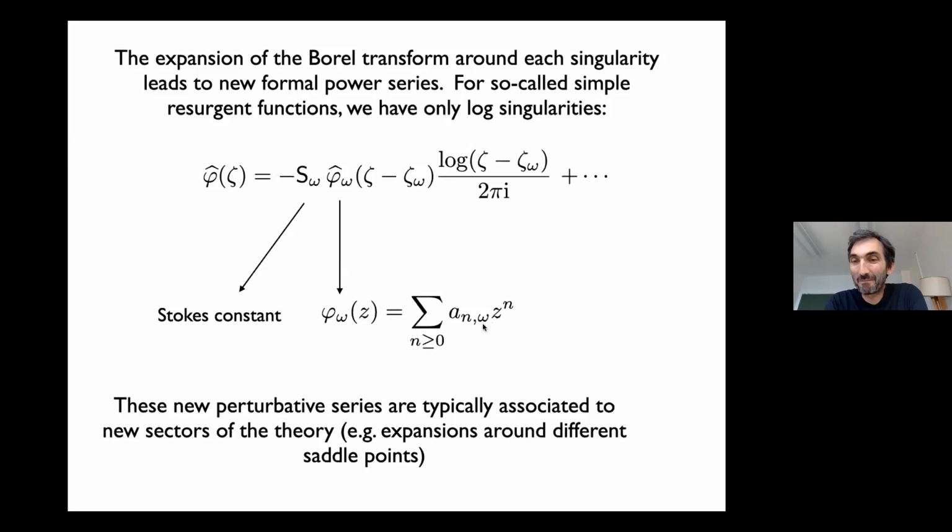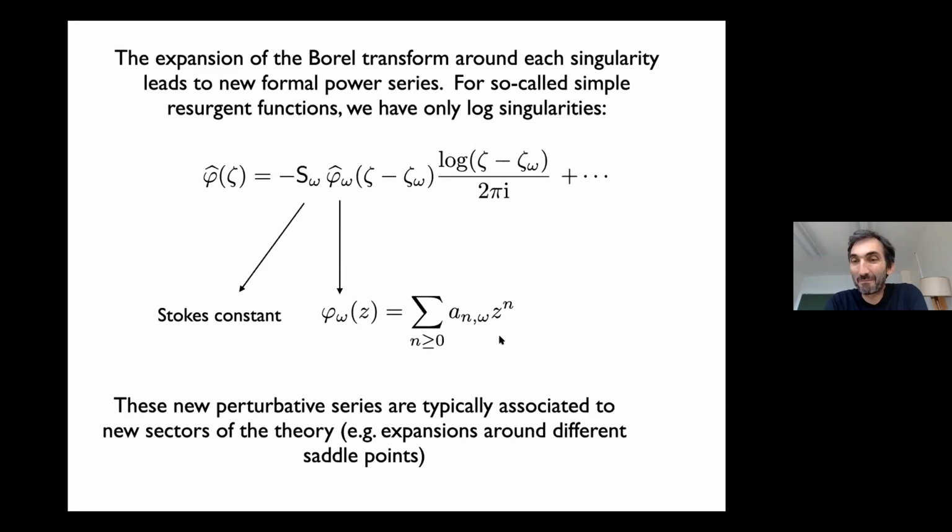So associated to each of these singularities labeled by omega, you will find another formal power series, which is going to be also factorially divergent. So you see that once you have the Borel transform, which is obtained by expanding around the origin, by looking at the other singularities, you will find additional formal power series. And this is the way in which, in resurgence, you actually explore new sectors of your theory by doing expansions around different singularities. In many physical examples, these new formal power series correspond to physical sectors that could be, for example, expansions around different saddle points of your path integral and so on.